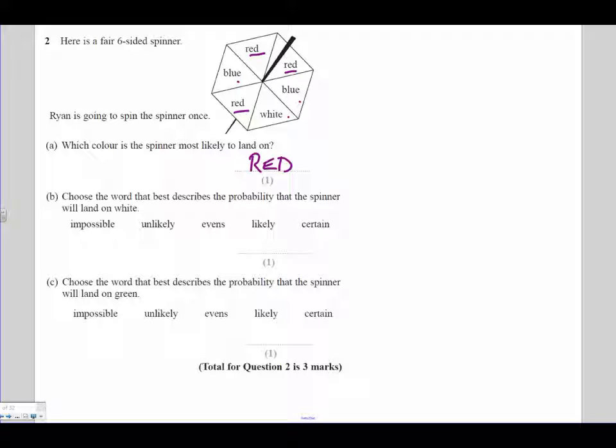Choose the word that best describes the probability that the spinner will land on white. Well, there's only 1 white out of 6 possible options. So it's going to be unlikely. So unlikely. And that's 1 mark. Choose the word that best describes the probability that the spinner will land on green. Well, as there are no greens on the spinner, that's going to be impossible. Again, 1 mark.